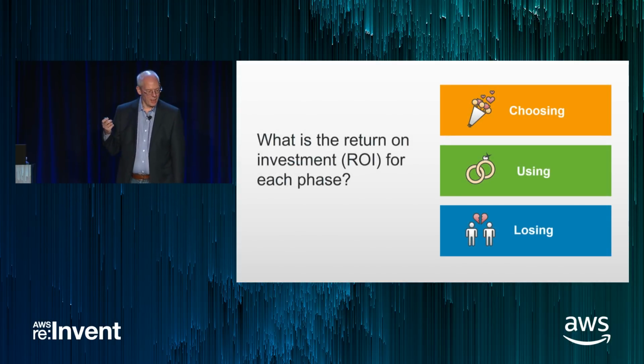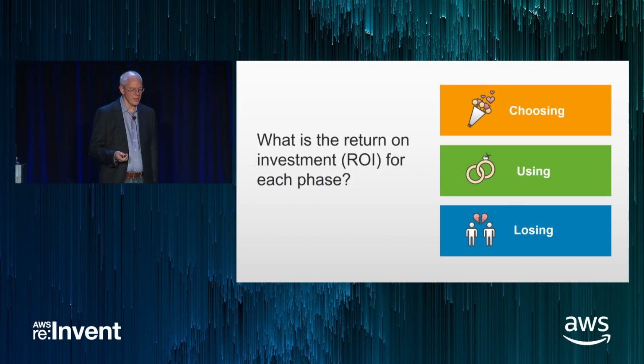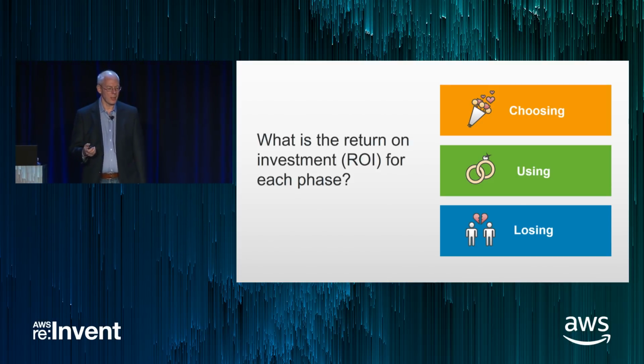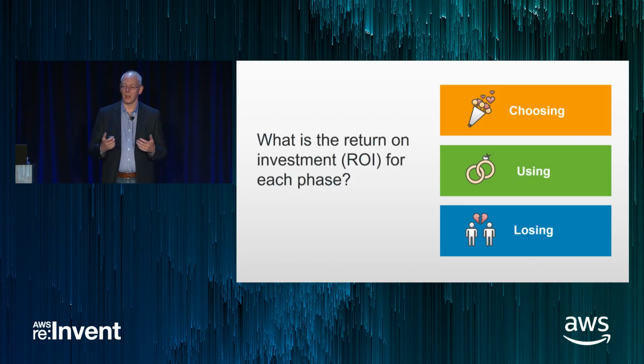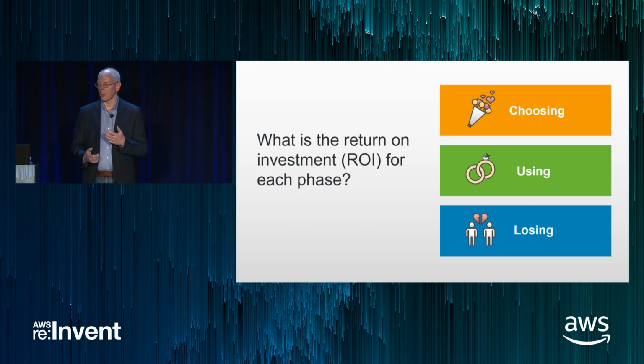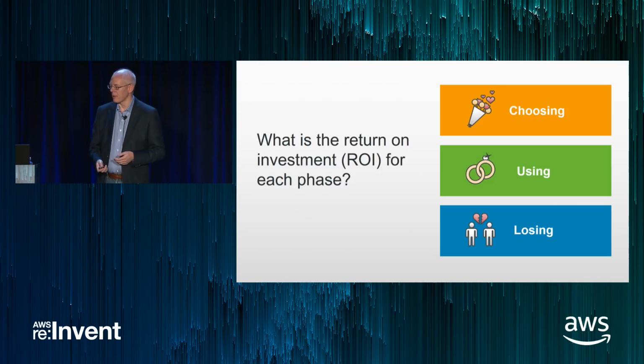So what's the ROI for each of these phases? You're going to be choosing a technology, and you put some effort into doing that, and what return do you get? You're then going to be using that to get something done, so how much effort does that cost? How do you get out of that? And then finally, how do you break up? How do you stop using a technology? How much work is that, and what opportunities does that give? So I'm going to run through these phases.